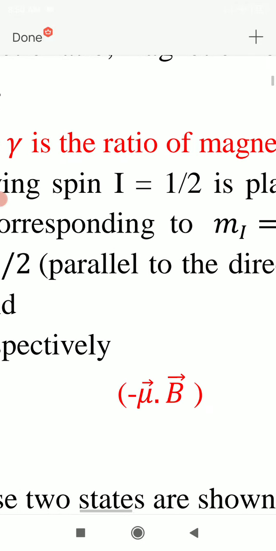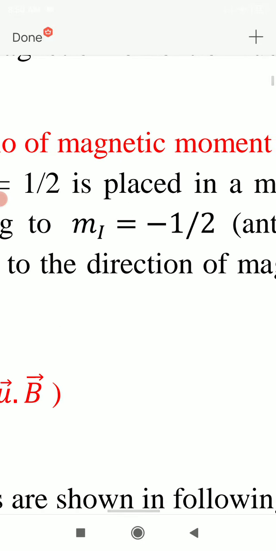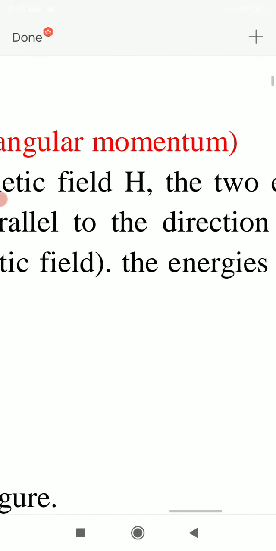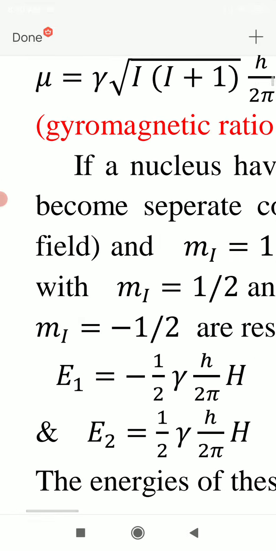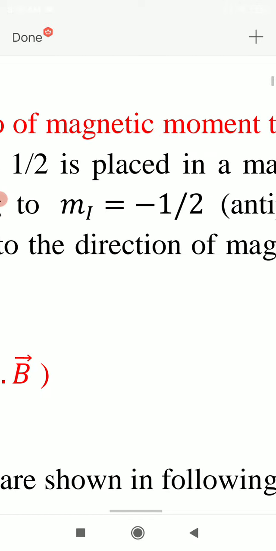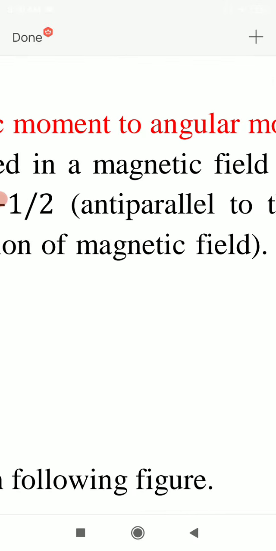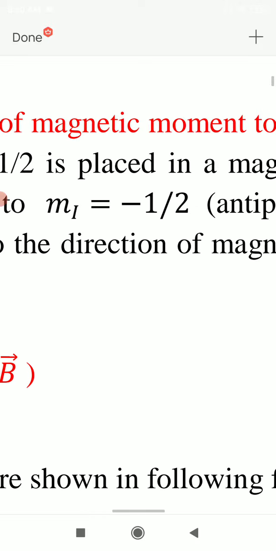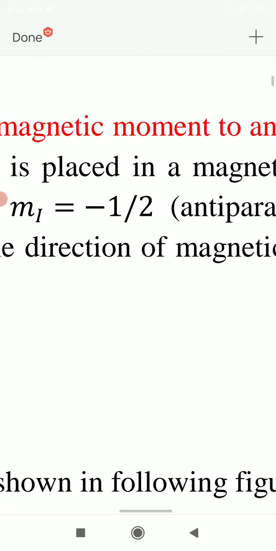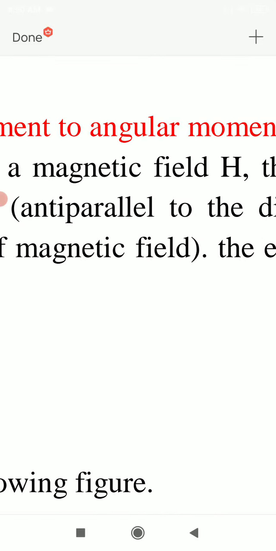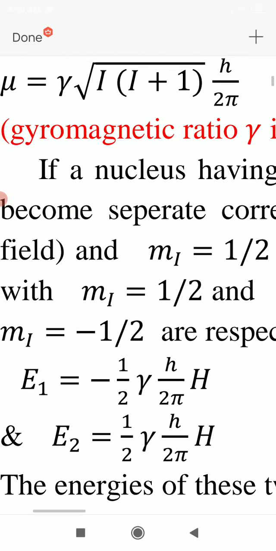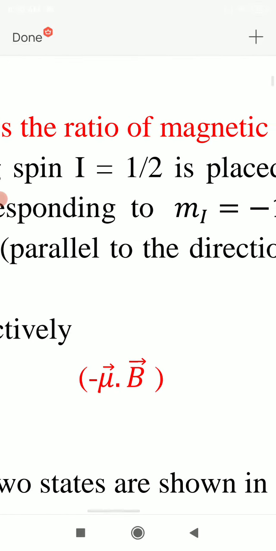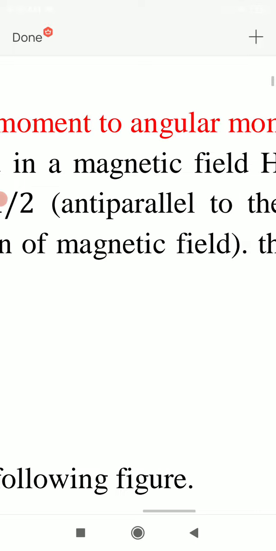If a nucleus having a spin I equal to half is placed in a magnetic field H, the two energy levels become separate corresponding to Mi equal to minus half and Mi equal to plus half. Mi equal to minus half is for anti-parallel to the direction of magnetic field, and Mi equal to plus half is for parallel to the direction of magnetic field.